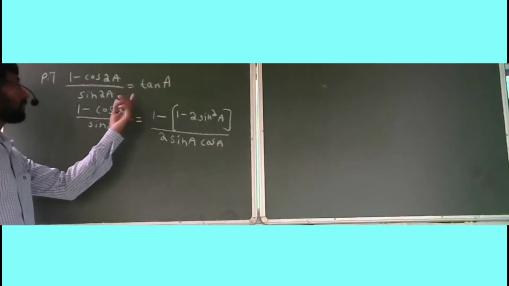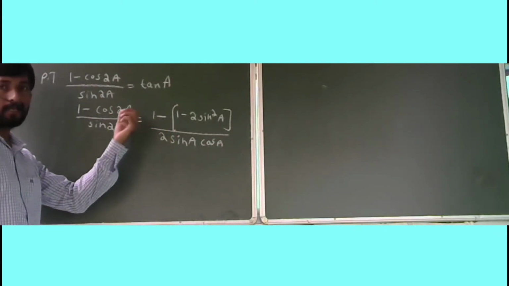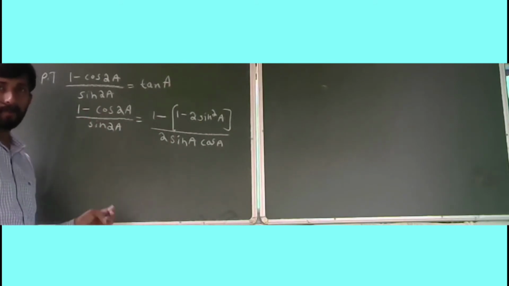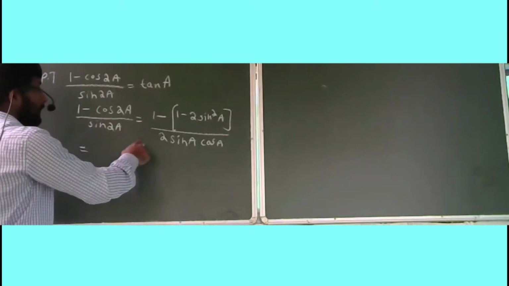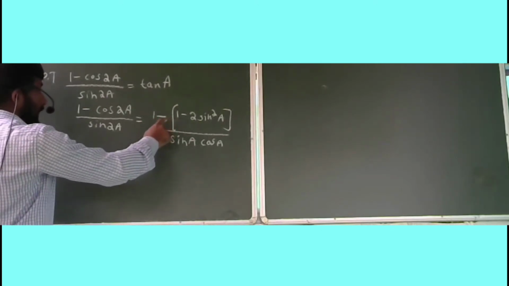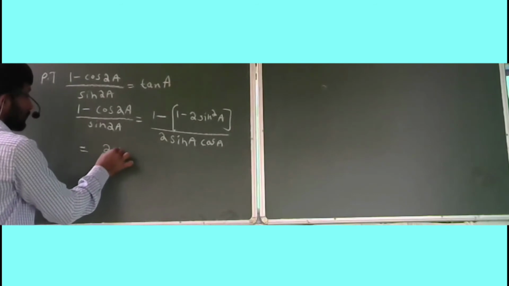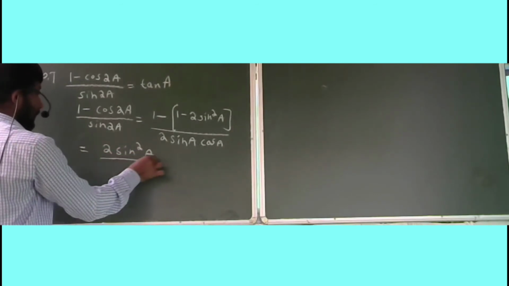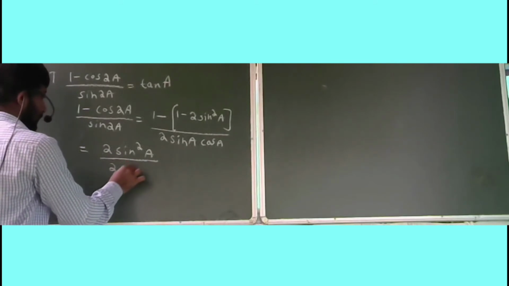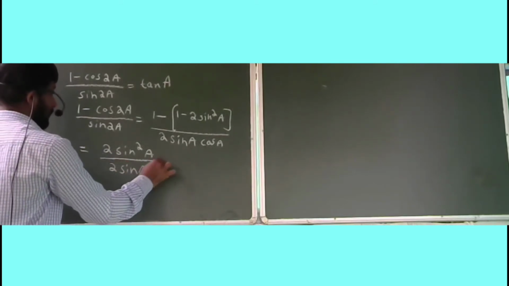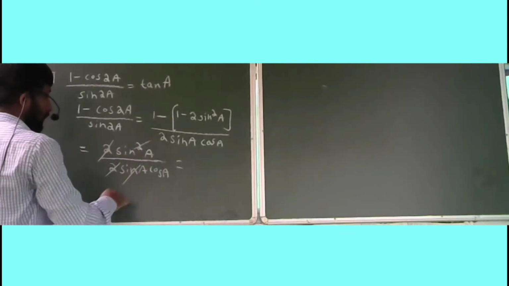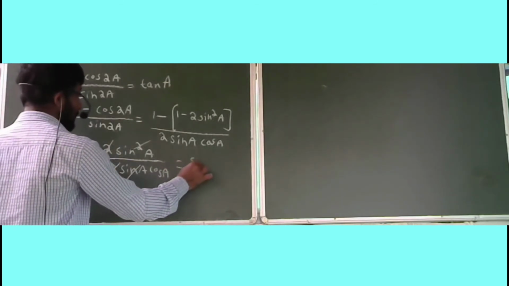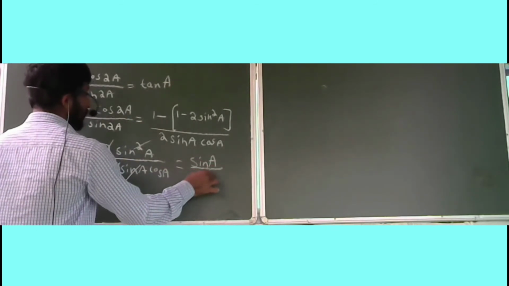Okay. See, to prove the given RHS, you need to take the corresponding formulas. To remember these tricks, you need to solve more problems. Then only you get to know which formula you need to take or how to solve. Okay. In the next step, see, plus 1 minus 1 gets cancelled. Minus into minus is plus, so 2 sine square A divided by 2 sine A into cos A. In the next step, the 2 gets cancelled. Sine square A by sine A, one sine A gets cancelled. The remaining sum is sine A divided by cos A.